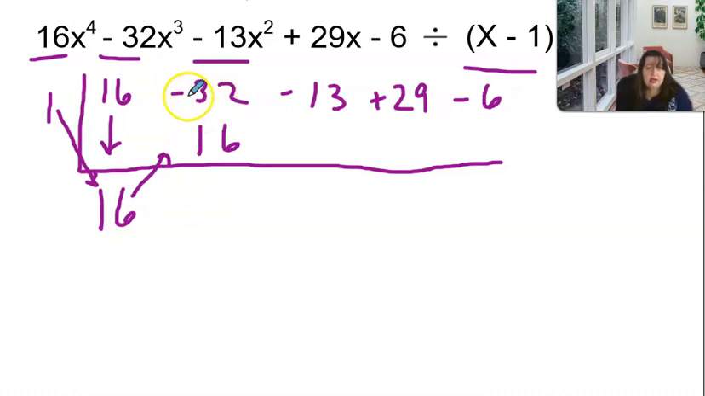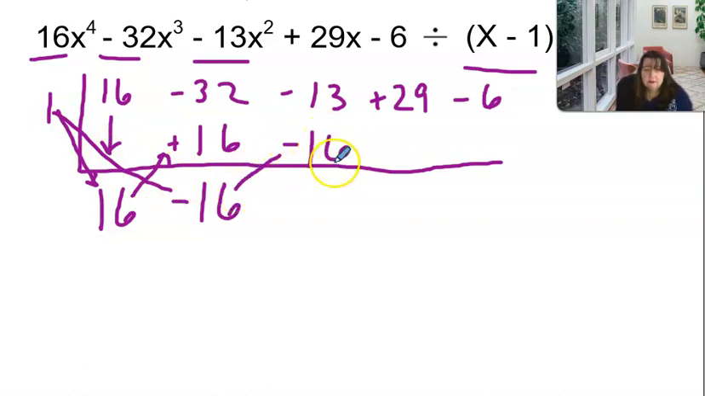when I do it. So then I go negative 32 plus 16 gives me negative 16. So I'm just going to add these two. I'm going to add whatever I got. And then I do it again, and I go 1 times negative 16 is negative 16. Got it? And then I take negative 13 plus negative 16, because remember I'm still adding, and they are both negative, so I know I'm going to end up with a negative number, but that gives me negative 29.